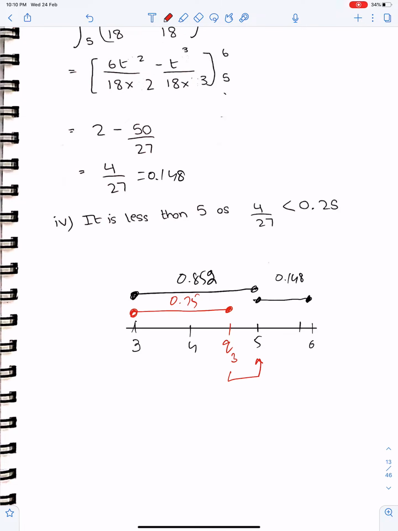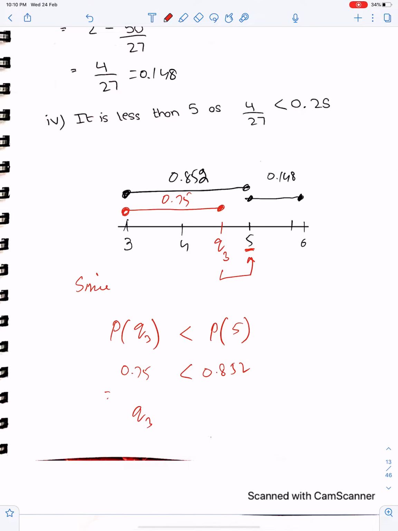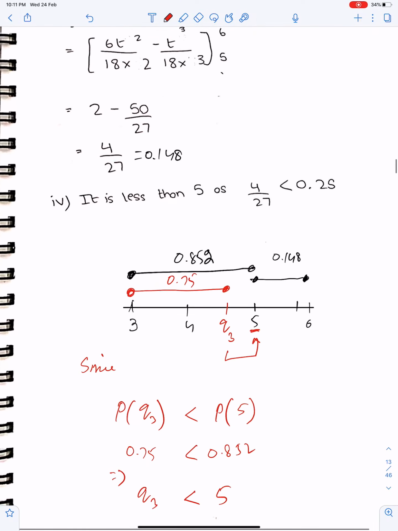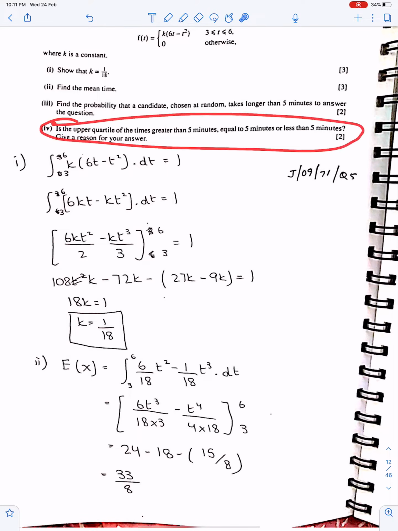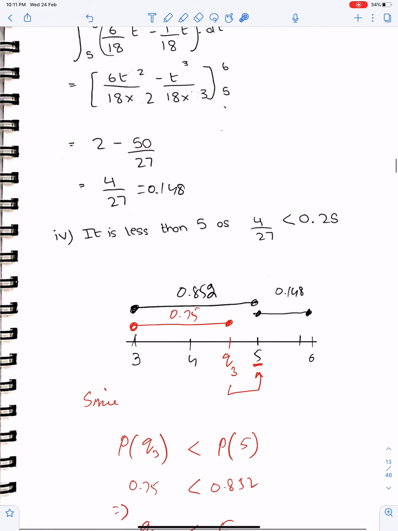So you will say, since the probability of the upper quartile, which is 0.75, is less than 0.852, therefore the upper quartile is less than 5. So always do this part through a number line. The number line is the best way to understand this part.